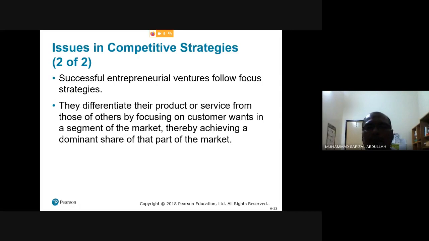All right. Successful entrepreneurial ventures follow focus strategies. When you are a small entrepreneur, you should follow the focus strategy. They differentiate their products or services from those of others by focusing on customer wants. One strength, one good advantage, if you focus on a niche strategy. What is the advantage of doing a niche strategy? One of the advantages is that you can understand your customer needs better. Why? Because the market is small, so you know what they want. That is the thing. It means that your job is just to take care of this group. Whatever they want, you give them. So it means that you can survive because of them.